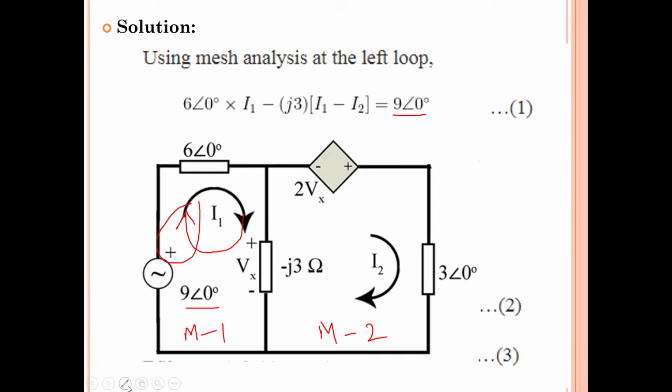I hope you have understood. If you have not understood, you can just mention it in the chat box so that I will repeat. So the source voltage is 9 at an angle of 0 degrees. That is equal to 6 at an angle of 0 degrees into I1 minus, why have we written minus? Usually we will write plus. Because here they have given the reactance value as minus. So minus J3 into I1 minus I2. Why I1 minus I2? Because we are writing KVL for mesh 1. So this is our equation 1.